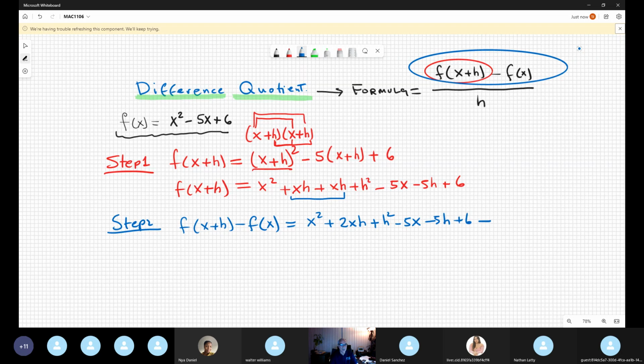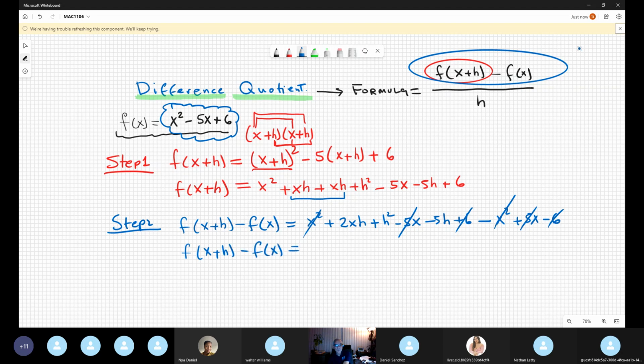Who is f of x? The original. And subtracting a polynomial, obviously you change the sign, completely opposite sign. So, minus x squared plus 5x minus 6. Do you understand this? Yes. Cool. Now a lot of people cancel out at that moment. We cancel out x squared, 5x positive and negative, positive 6 and negative 6, and what stays alive in the second step is 2xh plus h squared minus 5h.